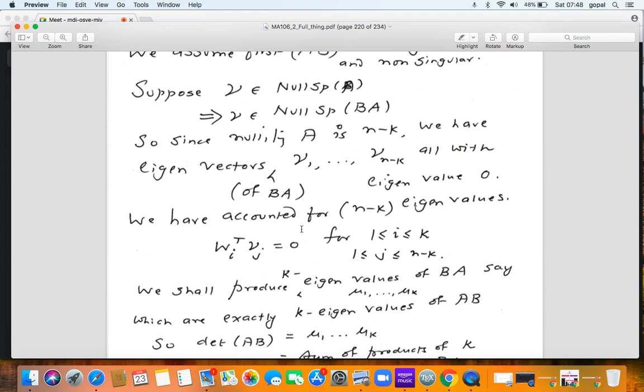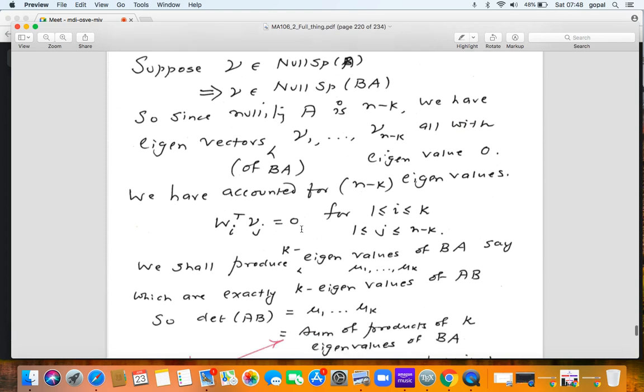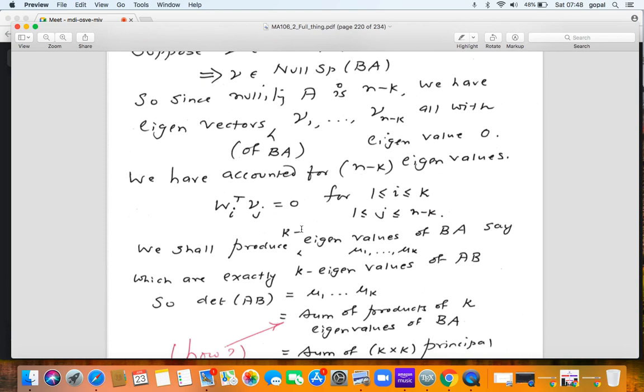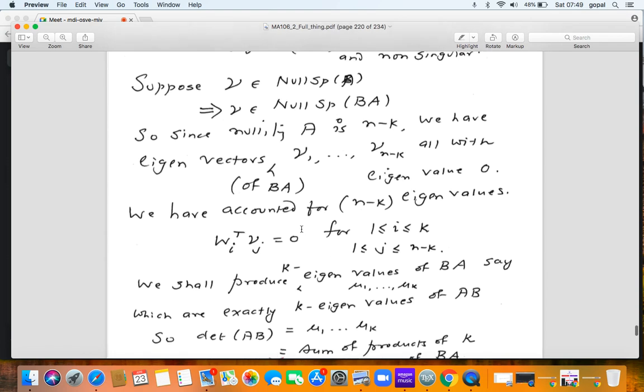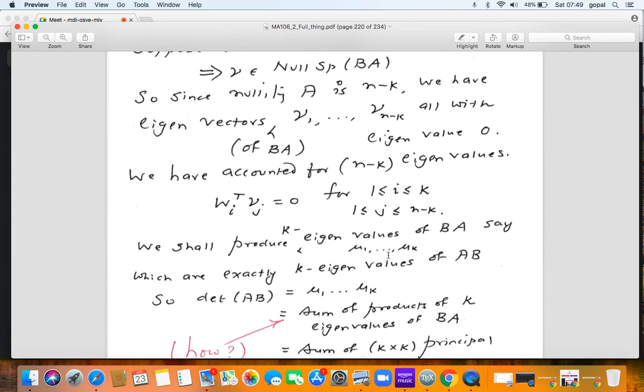So the sum of the K by K principal minors of BA is again mu1, mu2, ..., mu-k, and we would have verified that the determinant of AB is the same as the sum of the K by K principal minors of BA. And the Cauchy-Binet formula would have been verified in this case. So now what is it that remains? We have to now show this claim. We have to prove that mu1, mu2, ..., mu-k, the remaining K eigenvalues of BA, are precisely the eigenvalues of AB. That's the only thing that we have to prove.